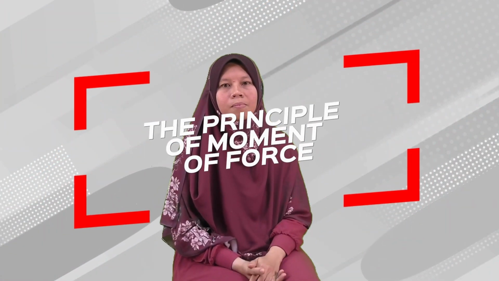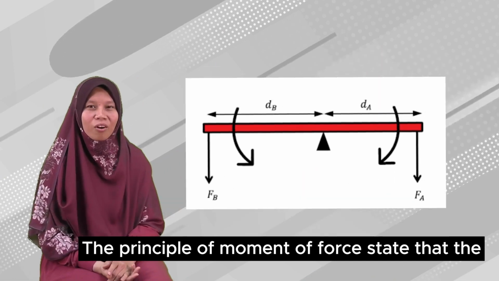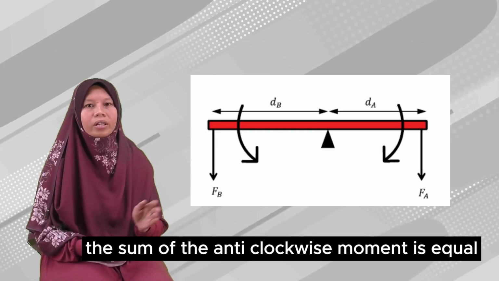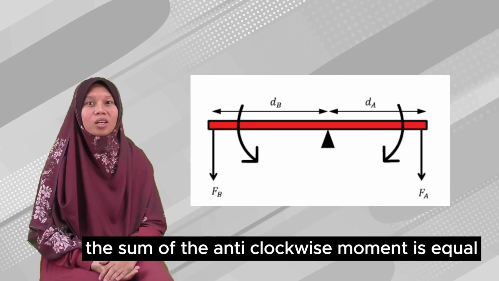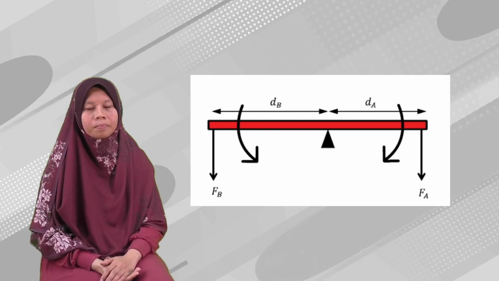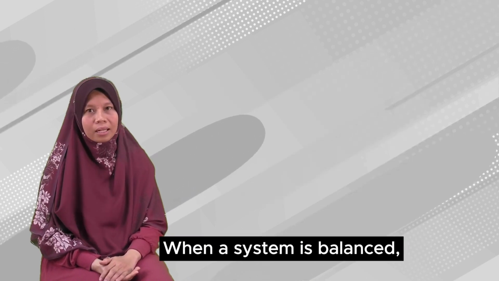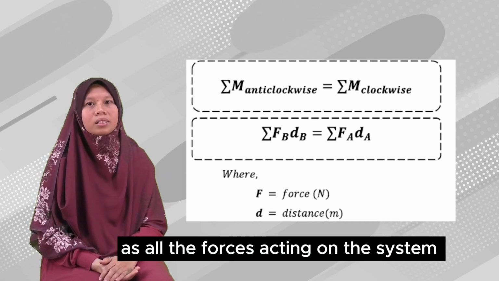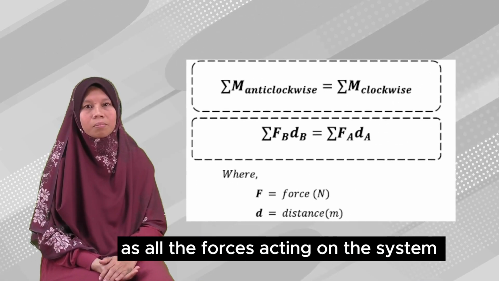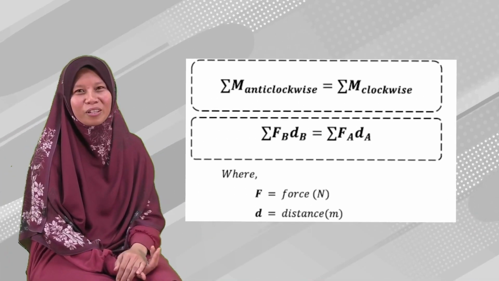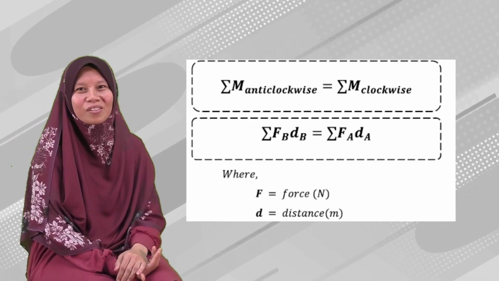We move to the principle of moment of force. The principle of moment of force states that when in equilibrium, the sum of the anti-clockwise moment is equal to the sum of the clockwise moment. When a system is balanced, it is said to be in equilibrium as all the forces acting on the system cancel out each other. This is the formula for the principle of moment of force.